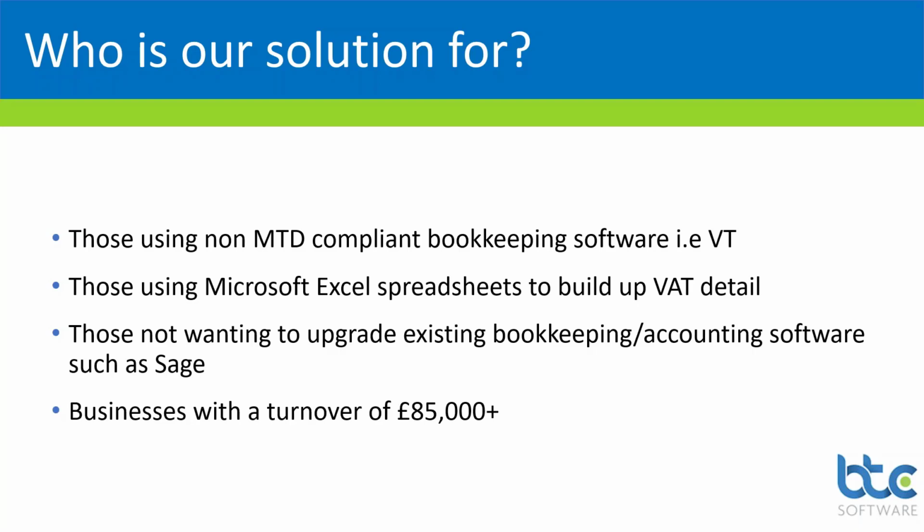Now, businesses with a turnover, a fairly obvious one, of £85,000. So obviously you are going to have to comply with the latest legislation, and those not using bookkeeping software. So maybe you've got clients who are on manual records and you're looking to move those onto a spreadsheet, or who are using a spreadsheet, as we discussed, and need to move the figures from a spreadsheet into a 9-box VAT return using bridging software.